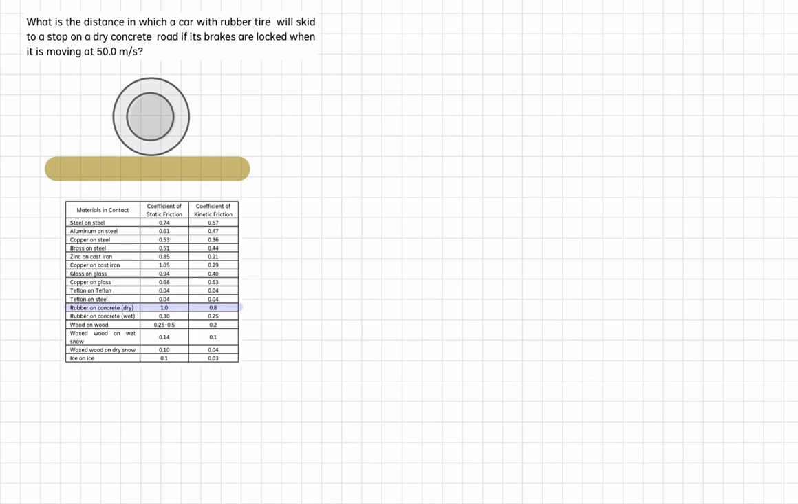So let's make an FBD first. Let's identify the forces now acting on the tire. If the tires were moving towards the right, then the direction of the net force is directed towards the right, no? But the car was able to brake because of a frictional force Fk, which is directed towards the left.